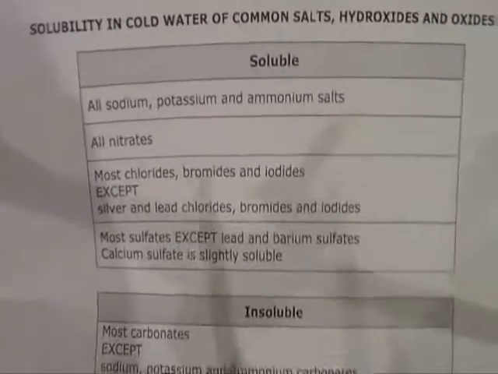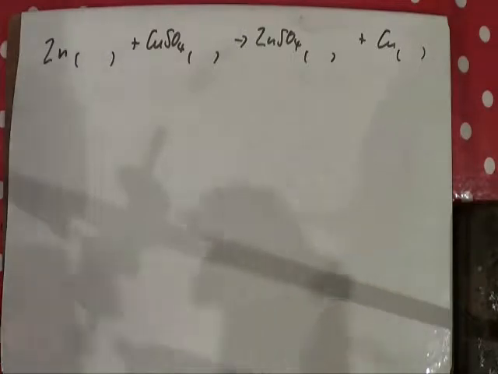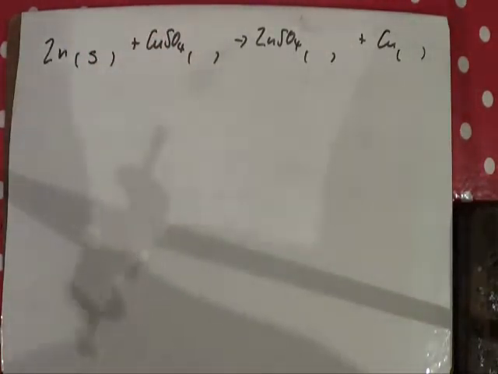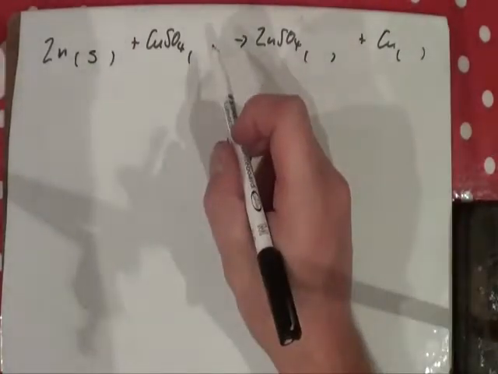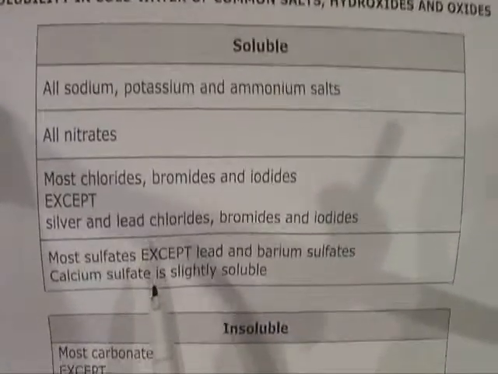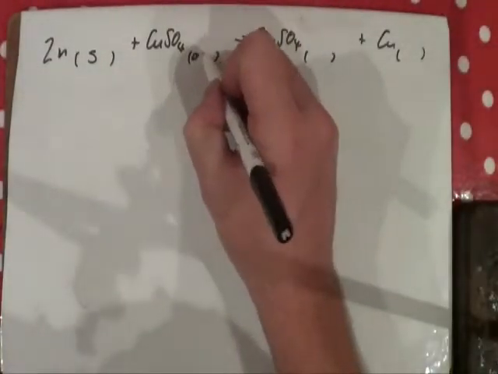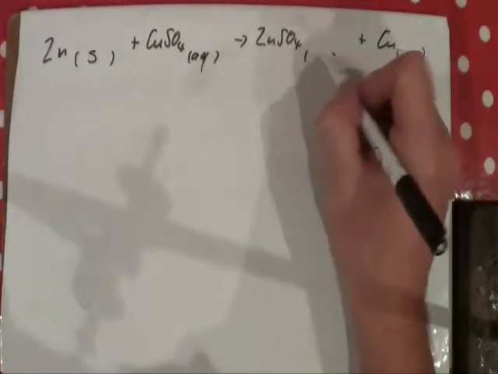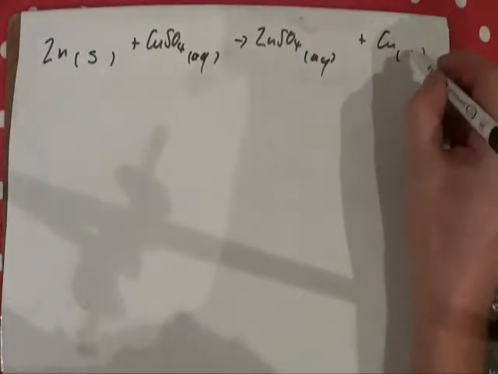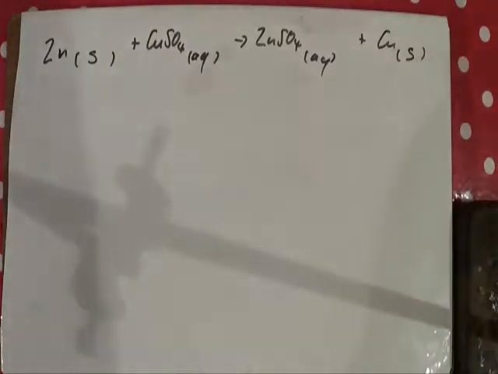Well, zinc is not a salt, zinc is a metal. Now goodness me, if you don't know that metals are solid, you're in a world of bother. Zinc is indeed a solid. Okay, we can do copper sulfate from the table. Most sulfates are soluble except lead and barium. Well, that's neither lead nor barium, so it's aqueous. Zinc sulfate is another sulfate, it's not lead or barium. Copper is a metal, it's not soluble, it's used in water pipes. There we go. Simple as that.